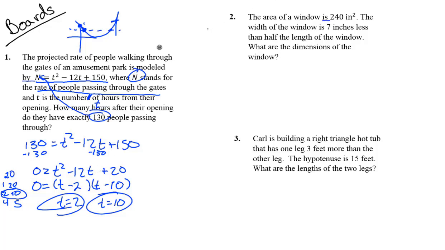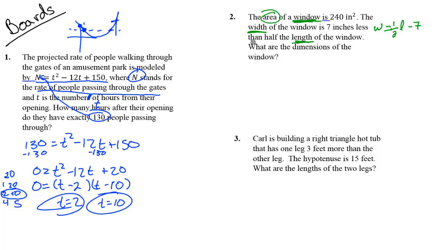All right, number 2, the area of a window is 240 inches. I'm guessing this is a rectangular window if they don't tell us anything about it. Yep, the width of the window and the length of the window. So let's write this. The width is 7 less than half the length. So 1/2 L minus 7. Okay, good.